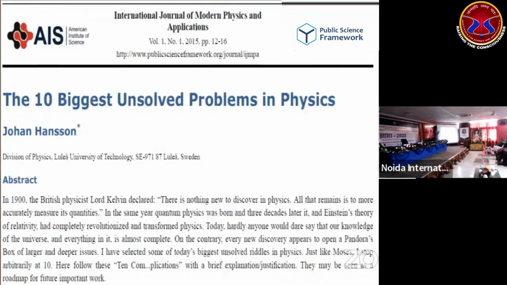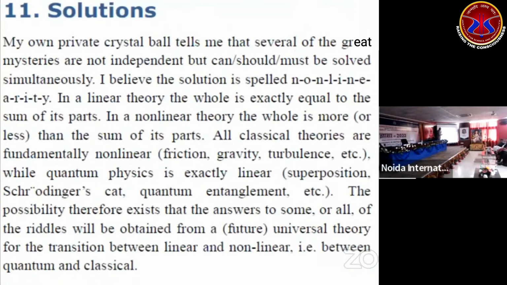So in this recent paper in 2015, a person has analyzed what are the 10 biggest unsolved problems in physics. He said there are many more, but he focused on 10 important problems. So what is the conclusion he has reached? He says something very important: my own private crystal ball tells me that several of the great mysteries are not independent. In other words, there may be so many mysteries, but ultimately they are all related, and they could be and must be solved simultaneously.